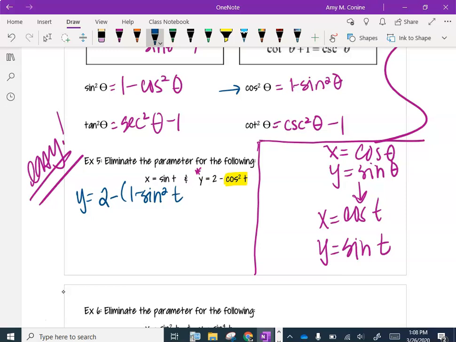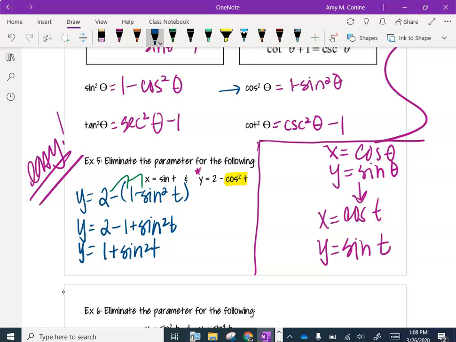I'm going to take that information, even though it's a theta instead of t, and substitute so I have sine functions in my problem. So I have 1 minus sine squared of t. I'm going to do a little bit of algebra because I've got that minus sign in front. So I've got y equal to 2 minus 1 plus sine squared of t. Do a little bit more algebra. So now this is just 1 plus sine squared of t.